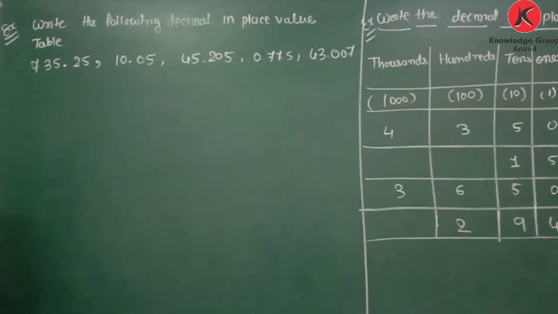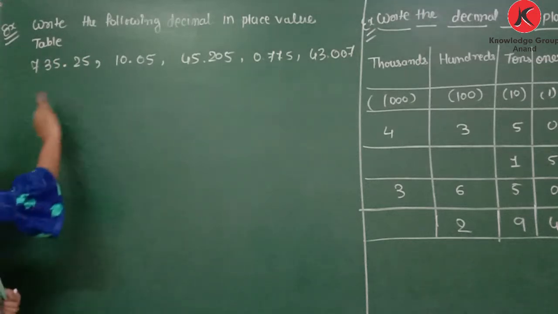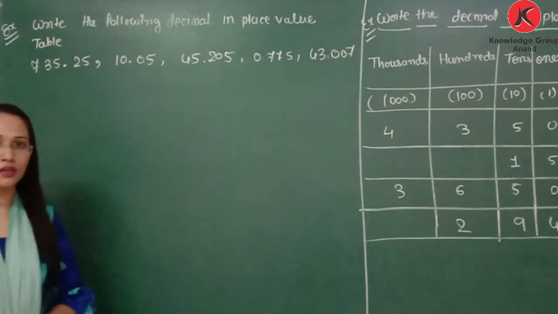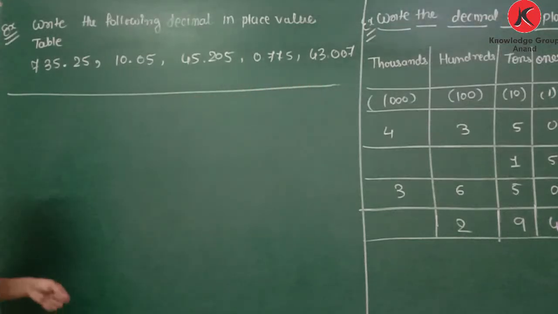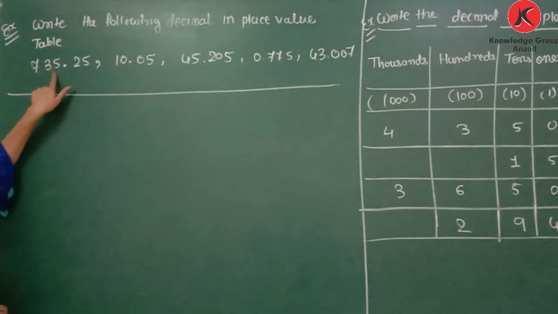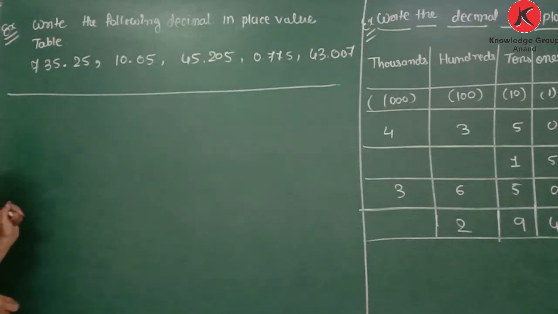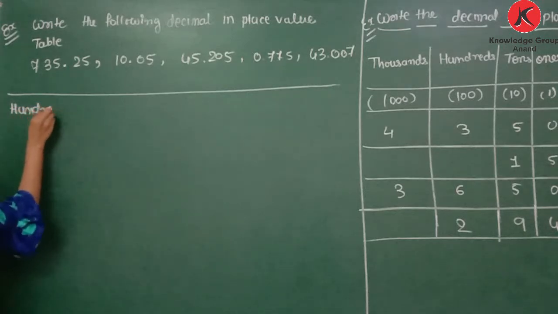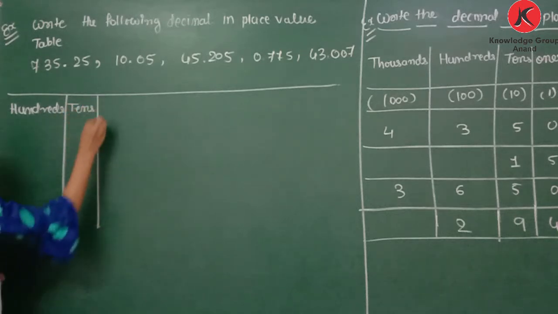Now let's take some examples in which we need to write the place value table for a number. Write the following decimals in a place value table. Numbers are given. We will make only one place value table and represent all numbers in it. So let's draw a place value table first. What is the largest number? You can see it is 735.25. So we need to go up to the hundreds place from the left side. So we write hundreds, then tens, ones.